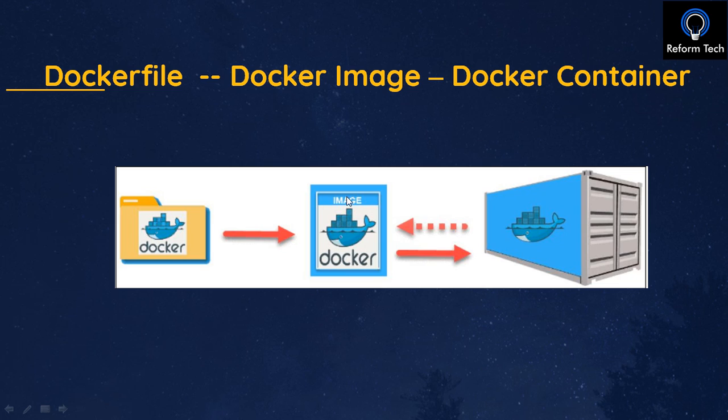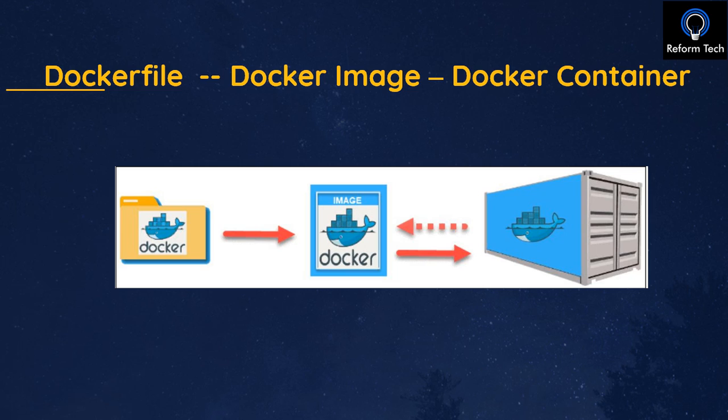All right. So then the Docker image. The Docker image is immutable. That is, it cannot be changed. Once it is created, it cannot be changed. So it is an immutable file that contains the source code, libraries, dependencies, tools, and other files needed for an application to run.